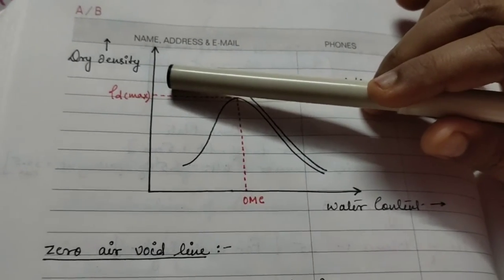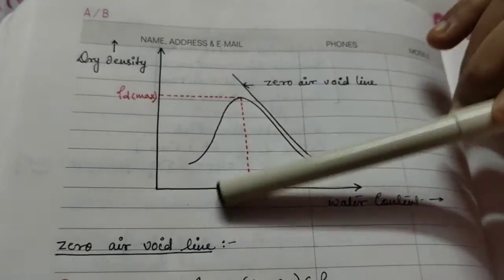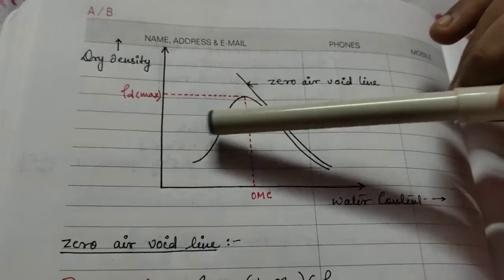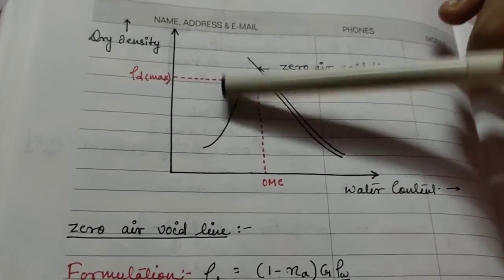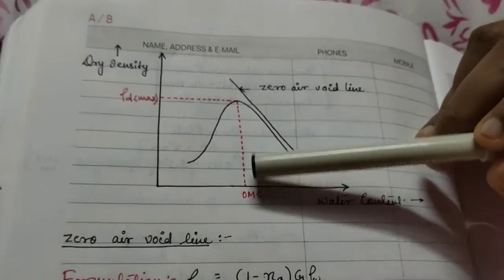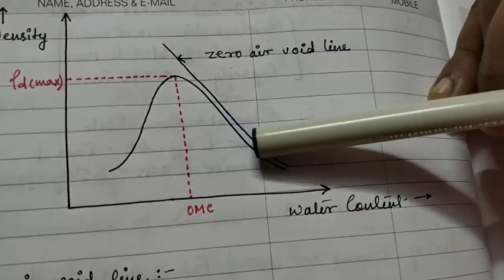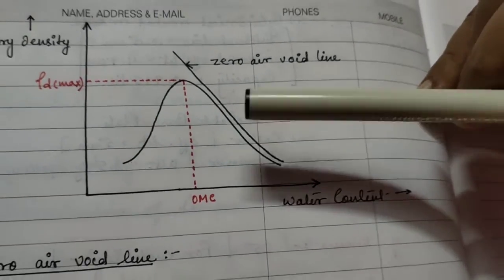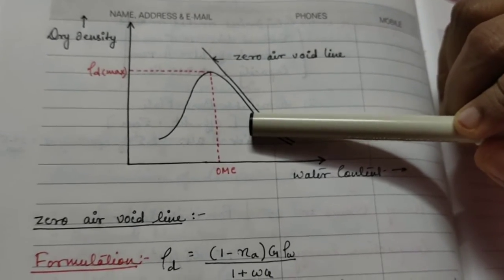And the left hand side of the curve, as we can see, is known as the dry side of optimum. That is when the soil is approximately dry. And here, as we can see, the water content keeps on increasing, so this portion is known as the wet side of optimum. Clear? Okay, then we are shifting to the zero air void line.